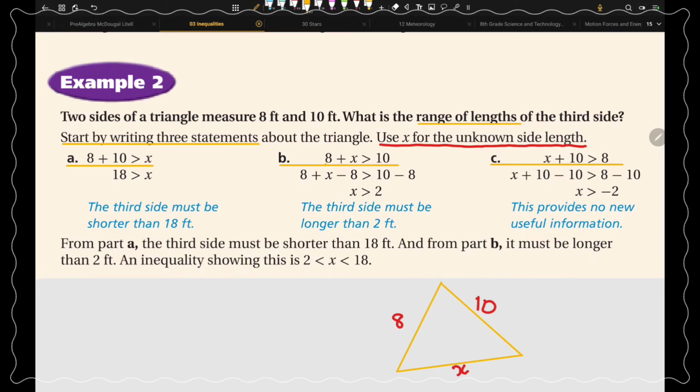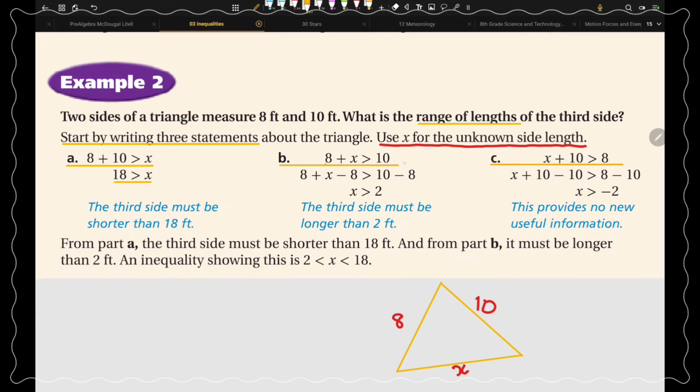So then we go back to the first statement that we made. 8 plus 10 is greater than x. And we simplify that. So 8 plus 10 is 18. So we know that 18 has to be bigger than x. And another way of saying that is that x has to be smaller than 18. So whatever x is at the end of the day, it cannot be bigger than 18. It has to be smaller than 18.